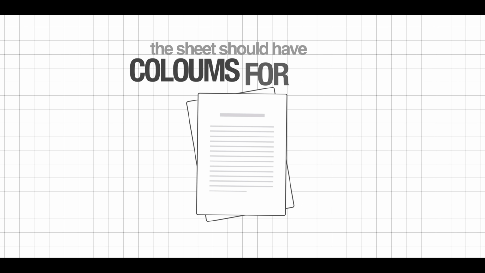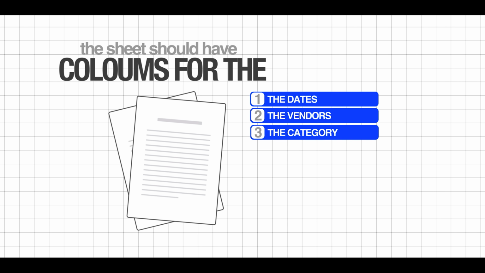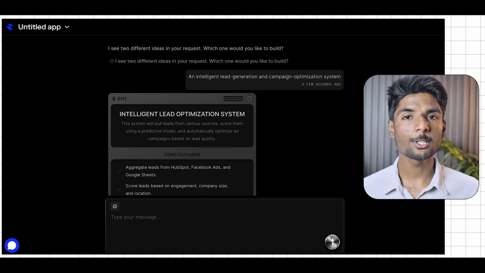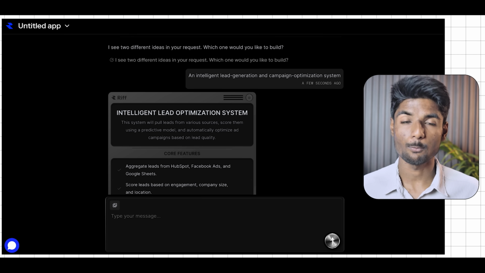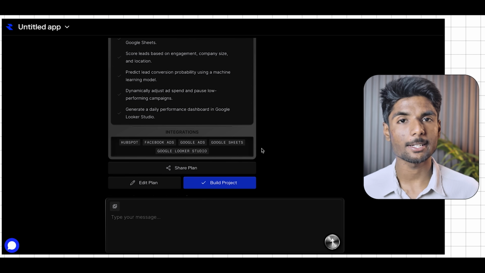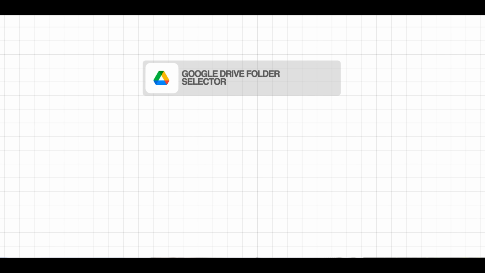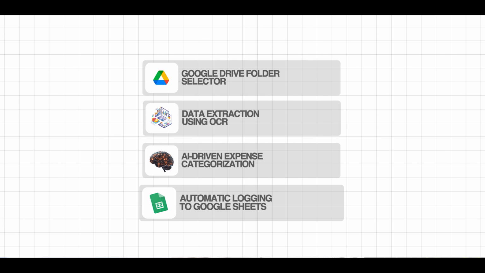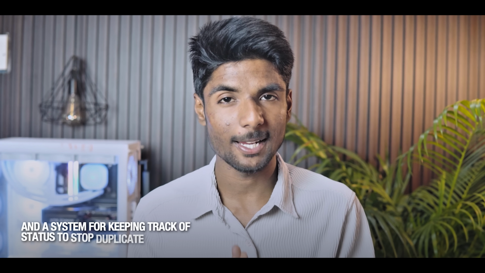The sheets should have columns for the date, the vendor, the category, the subtotal, the tax, the total, and a link to the receipt file. And when you hit submit, Riff jumps into action like a pro engineer. It makes a detailed plan that includes a Google Drive folder selector, data extraction using OCR, AI-driven expense categorization, automatic logging to Google Sheets, and a system for keeping track of status to stop duplicate entries.